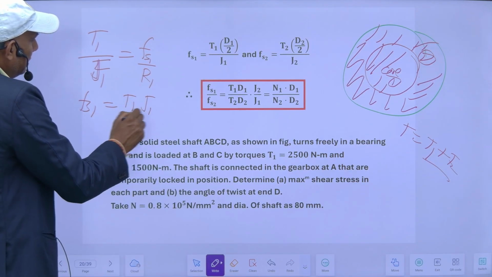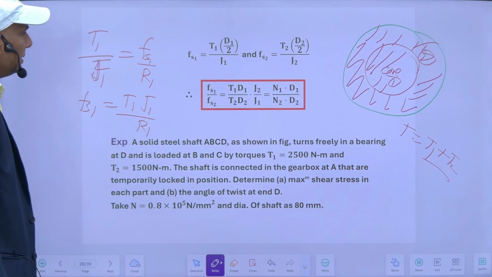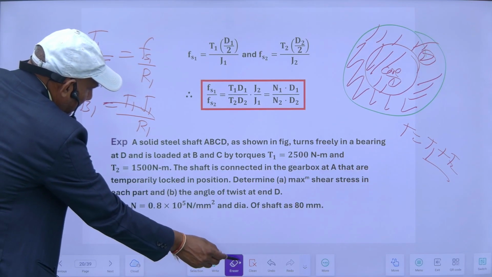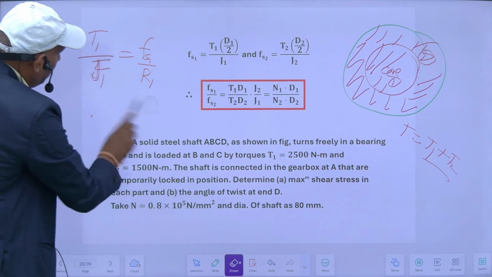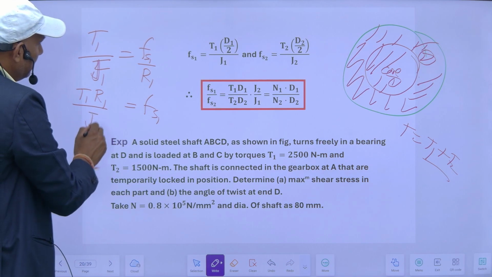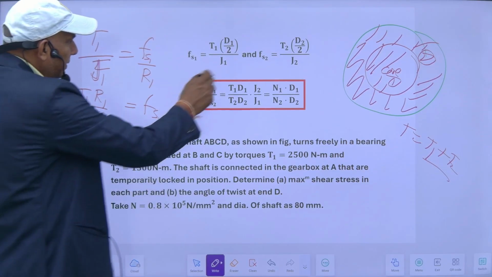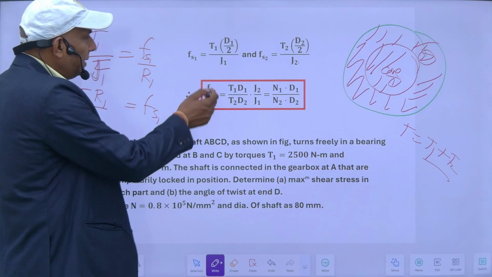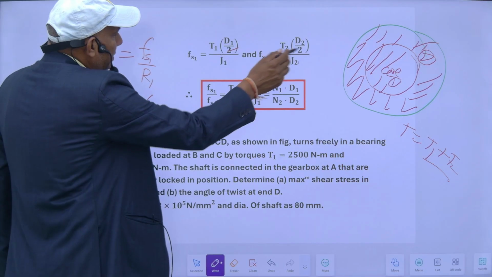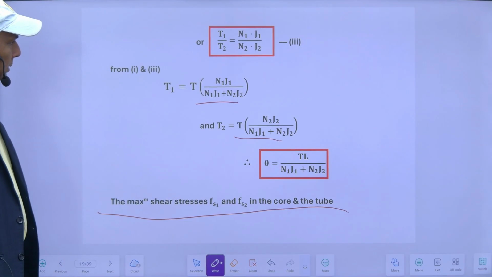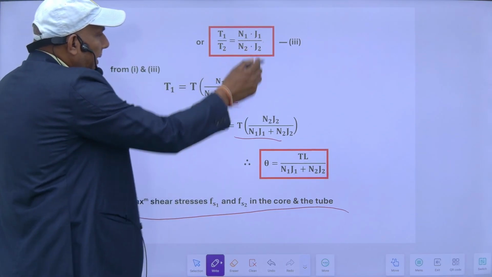R1 upon J1. So this R1 is equal to half of the diameter, and Fs2 is equal to this one. So if I want to know the ratio of Fs1 divided by Fs2, it will be T1 upon T2, D1 upon D2, and J2 upon J1, and T1 upon T2 is equal to G1 J1 upon G2 J2.